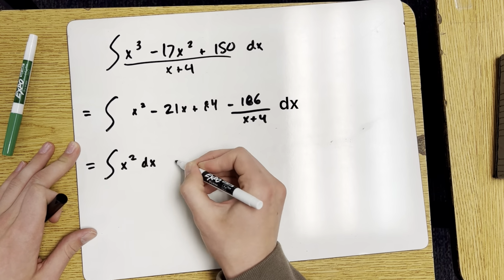Now that we've finished integrating, our original function, which was the integral of (x^3 - 17x^2 + 150) all over (x + 4) dx, is now equivalent to x^3/3 - 21x^2/2 + 84x - 186 times the ln of the absolute value of x + 4, plus c.